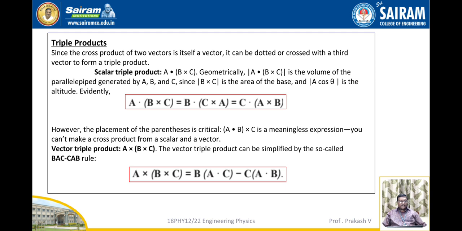So finally we can write A dot (B cross C) is equal to B dot (C cross A), that is equal to C dot (A cross B). Vector triple product, that is A cross (B cross C) is equal to B times (A dot C) minus C times (A dot B). So like this we can write the equations.